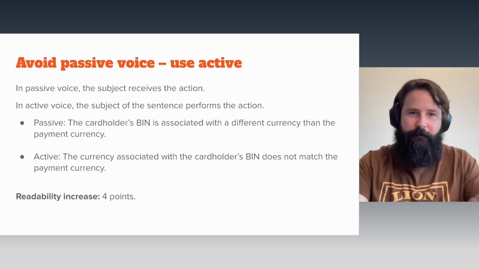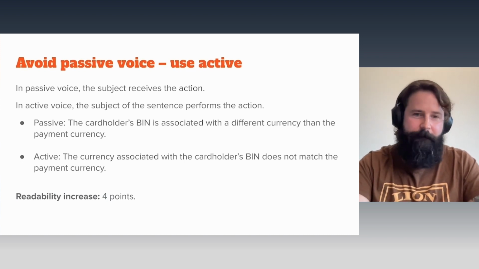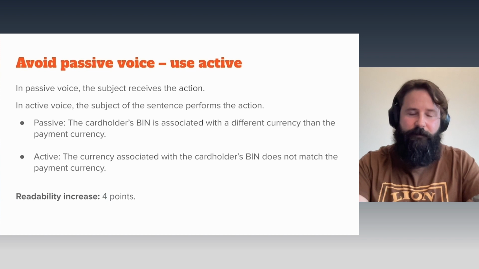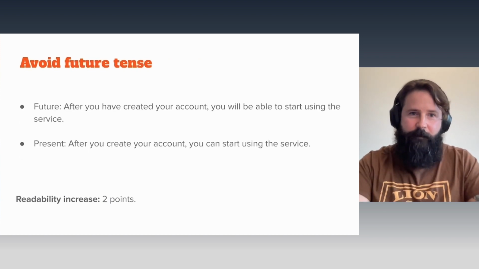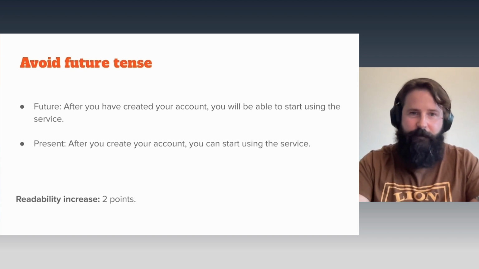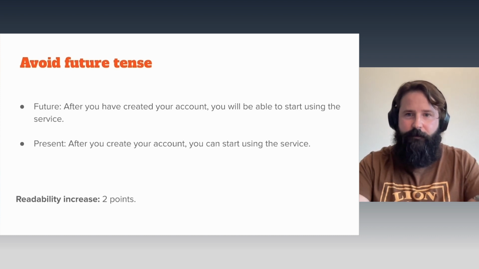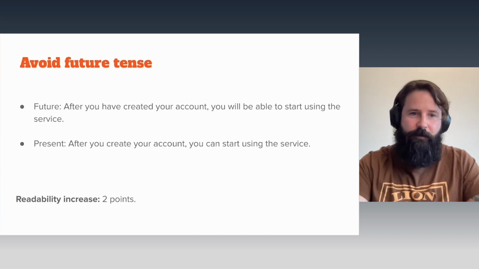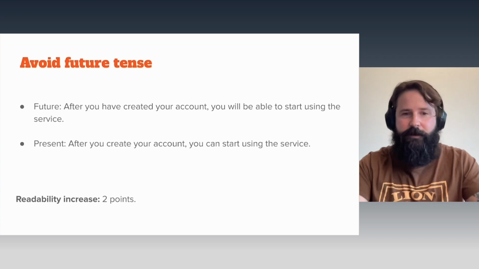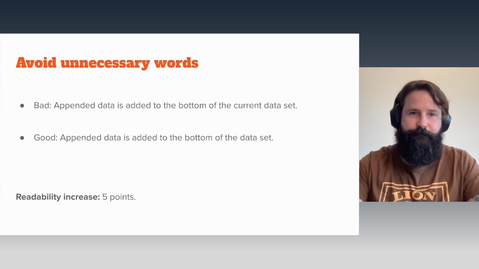And the reworked one, where the subject of the sentence performs the action: the currency associated with the cardholder's BIN does not match the payment currency. This change resulted in a readability increase of 4 points, which is quite substantial within the readability metric scale. Avoid future tense. These are generally much longer sentences, and you can see it here in the future example. After you have created your account, you will be able to start using the service. And in the reworked version, using present tense: after you create your account, you can start using the service. This resulted in a readability increase of 2 points, which is also quite substantial.